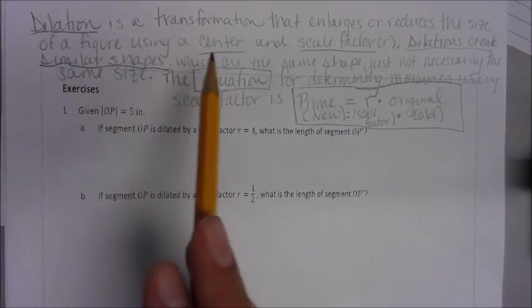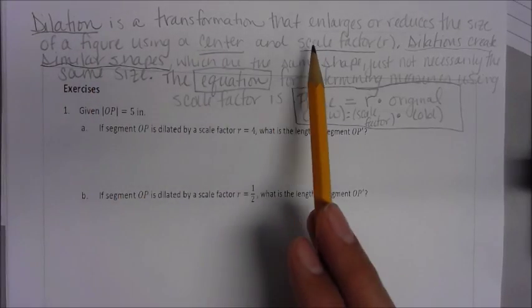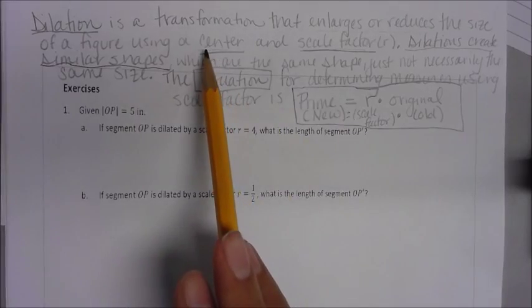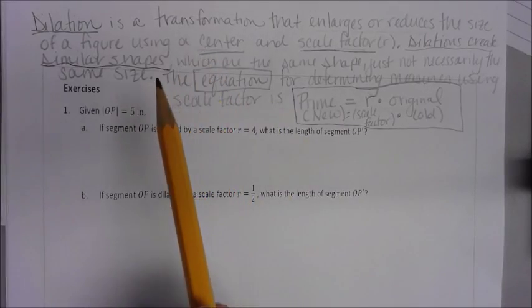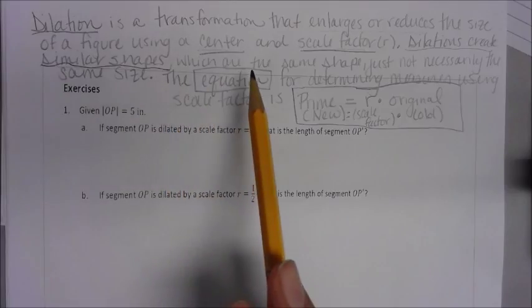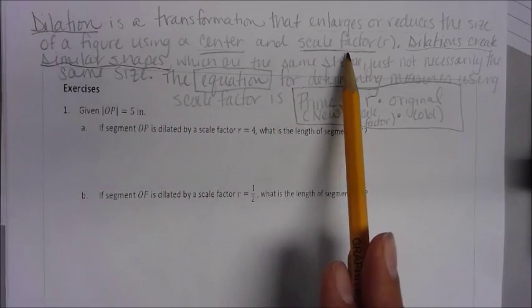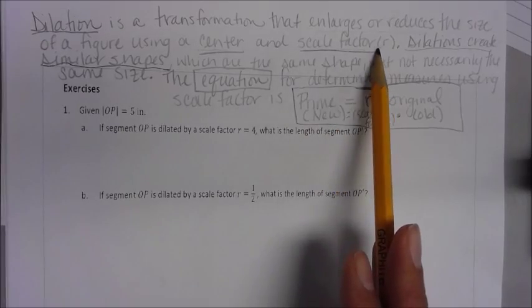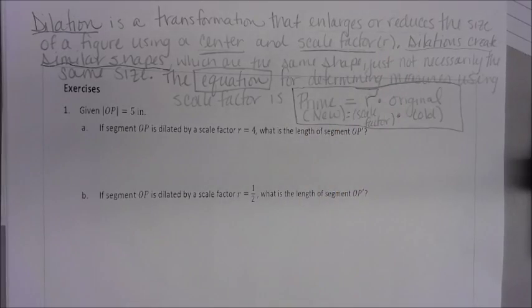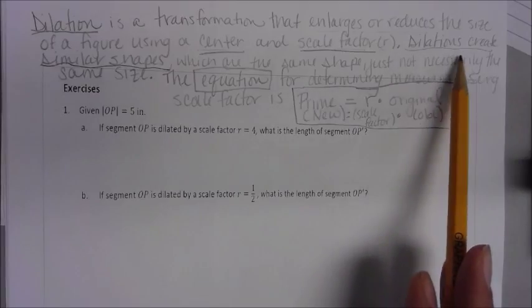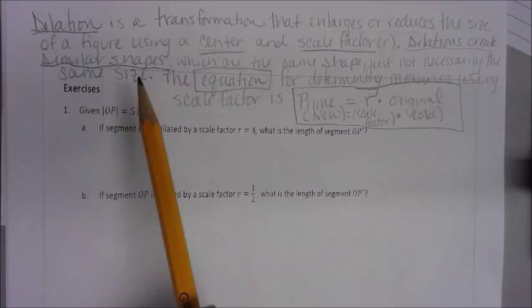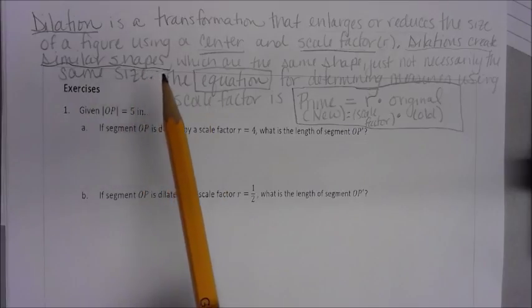Anytime you perform a dilation, you have to have a center and a scale factor. The center is just the point where everything is either reduced or enlarged from, and the scale factor tells us how much it is reduced or how much we enlarge the figure. We use the variable r to represent scale factor. Dilations create similar shapes, so that's how we get a similar figure. A similar shape is through a dilation.